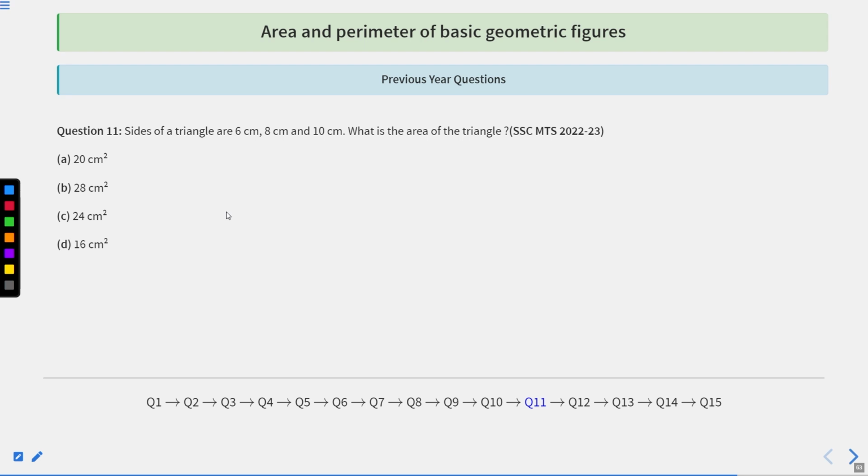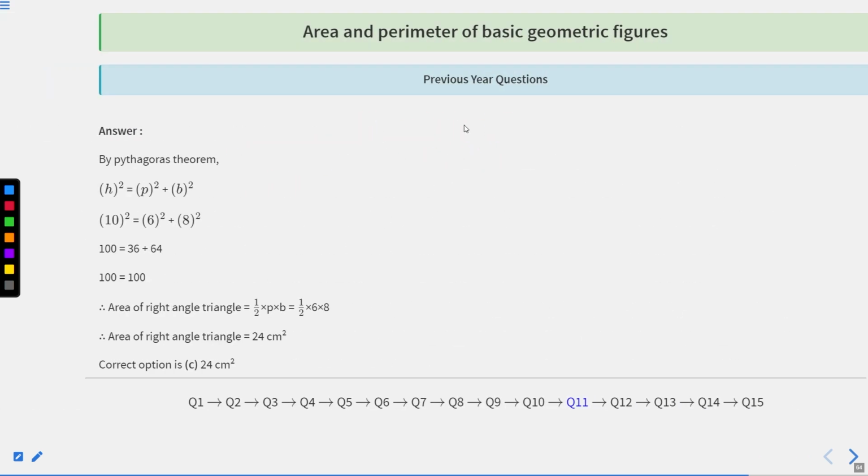Moving on to problem number 11. Sides of a triangle are 6 centimeter, 8 centimeter and 10 centimeter. What is the area of the triangle? So we are provided with a triangle whose sides are known to us and we are interested in finding the area of that particular triangle.